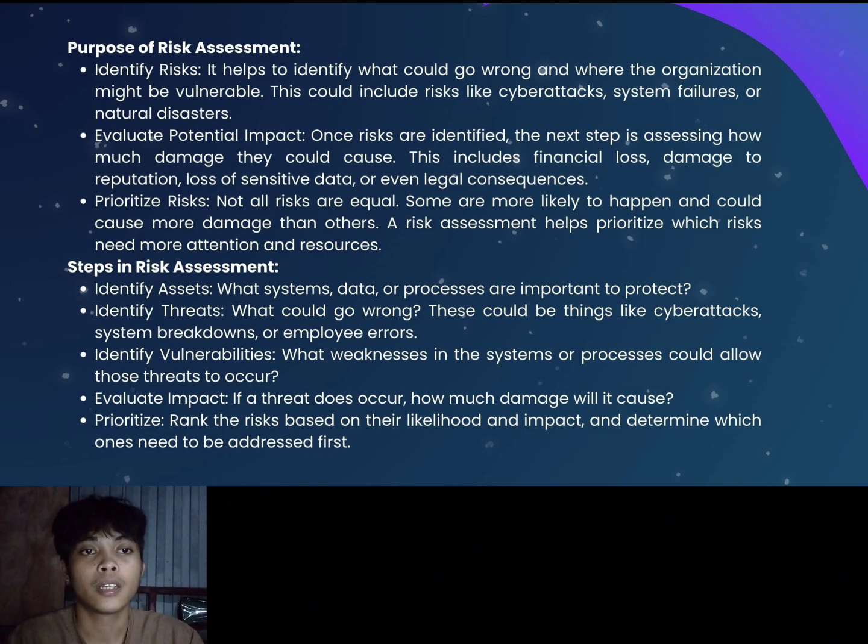Evaluate impact. Assess the potential damage if a threat were to materialize. The last one is prioritize. Rank the risks based on their likelihood and potential impact, and address the most critical ones first.